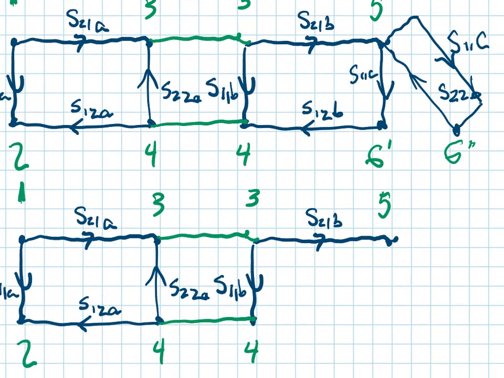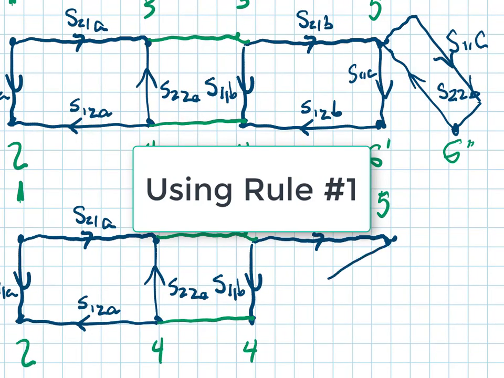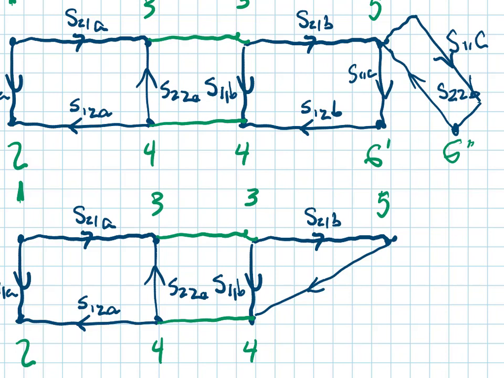Okay, so if we look at the branches going into and out of node 6 prime, we see that there are two branches going in the same direction, and those can be just combined by multiplying them together. So we can replace that with a single branch that is S12B, S11C. So kind of ta-da, we got rid of those two branches, consolidated them into one branch.